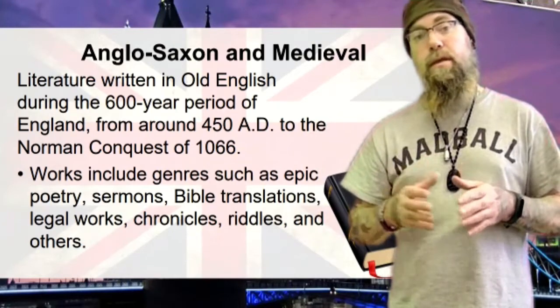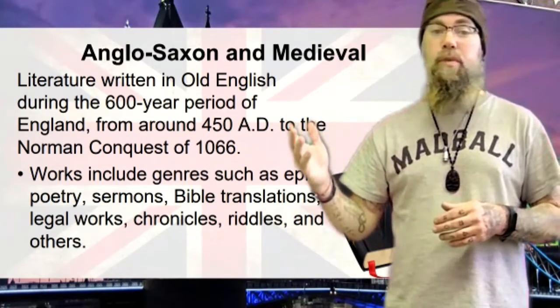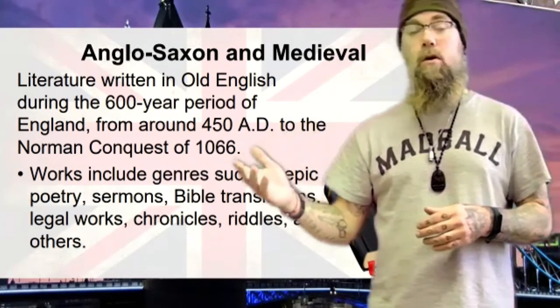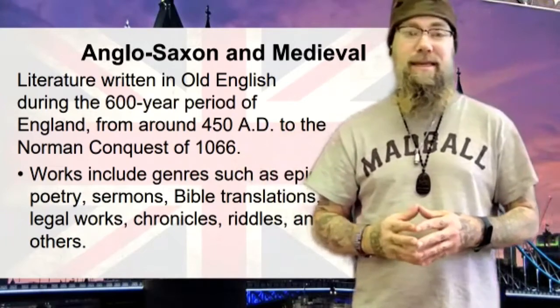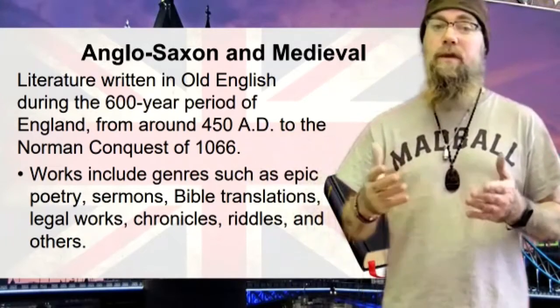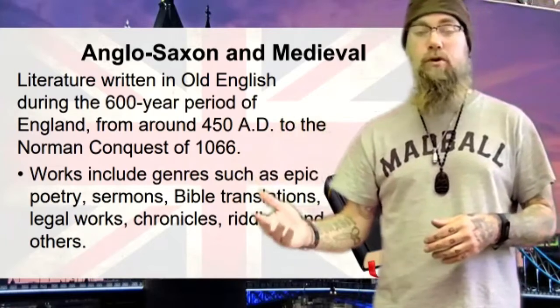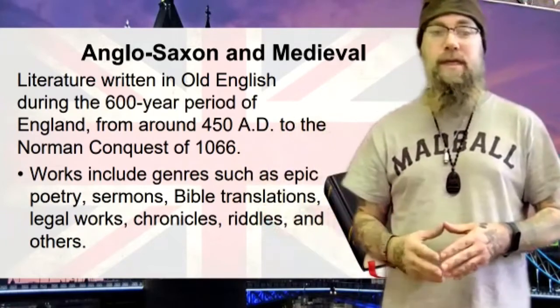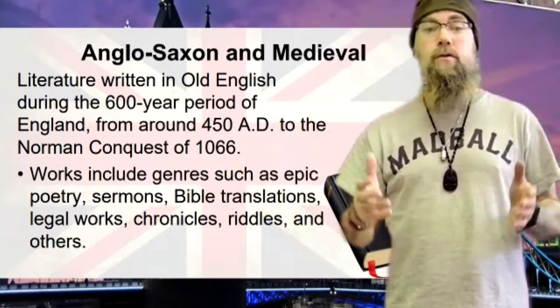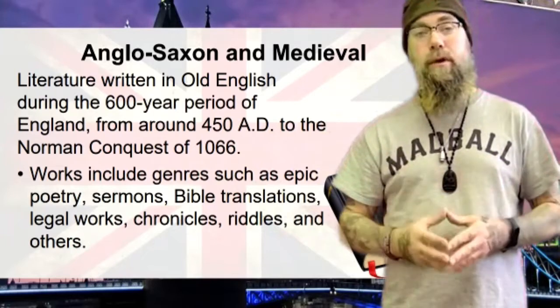This literature was written in Old English during the 600-year period from 400 AD all the way up to the year 1066 during the Norman Conquest. These works include genres of epic poetry, different sermons, Bible translations, legal works, chronicles, riddles, and many other literary forms.